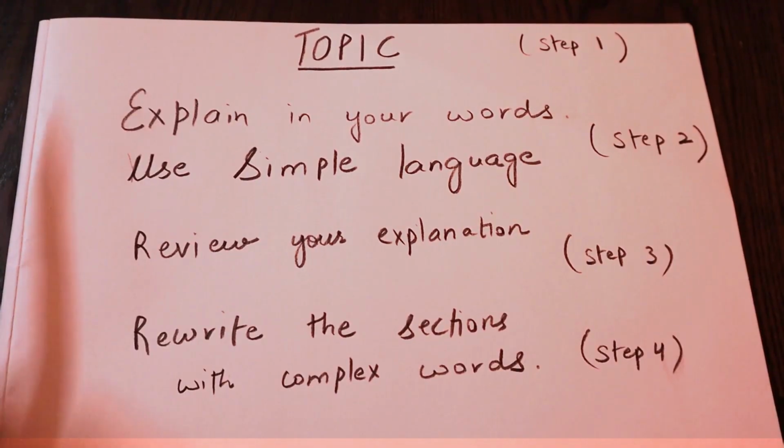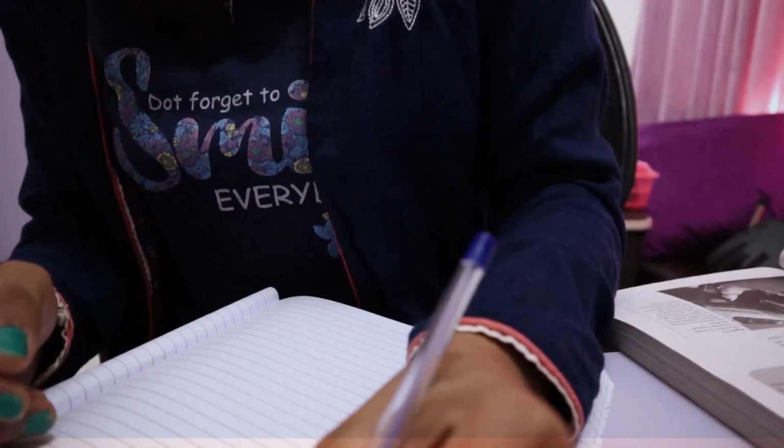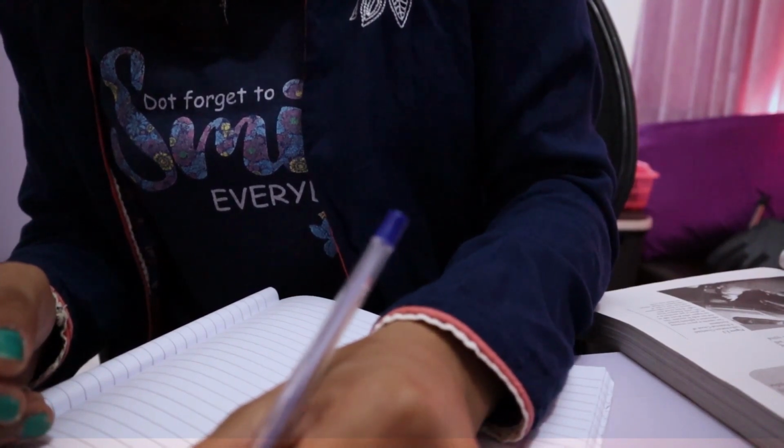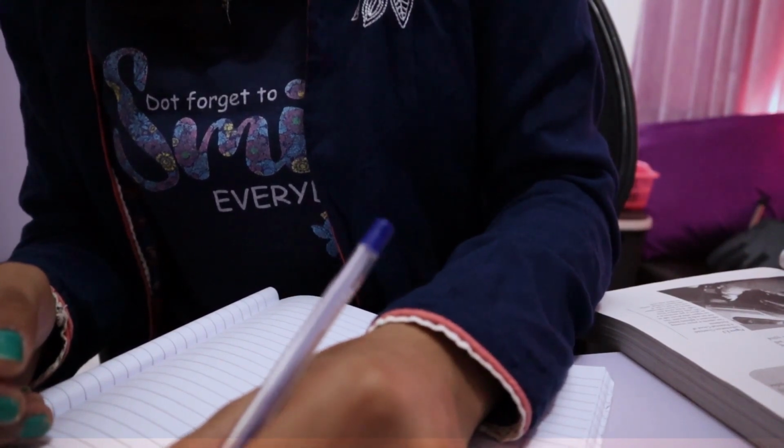After you have understood the topic, the first step is to grab a sheet of paper and write the name of the topic at the top of the page. Step 2 is to explain the concept in your own words as if you are explaining it to someone who has zero knowledge about it. You have to write in the simplest language possible, breaking complex sentences into simpler words.